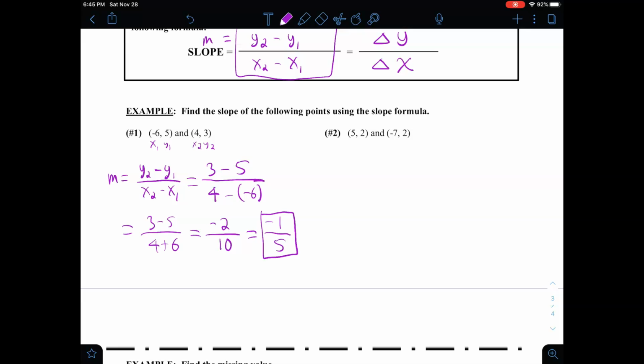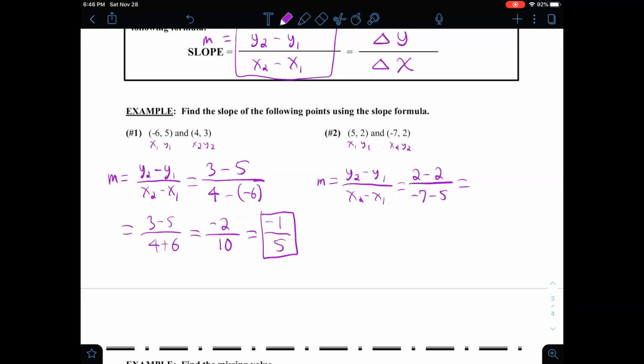All right, number 2. Again, we have (5, 2) and (negative 7, 2). I'm going to call these x1, y1, x2, y2. We're going to plug into the formula. Make sure you memorize this formula. It's very important: y2 minus y1 over x2 minus x1. So our y2 is 2, minus y1 is 2, over negative 7, which is x2, minus 5.